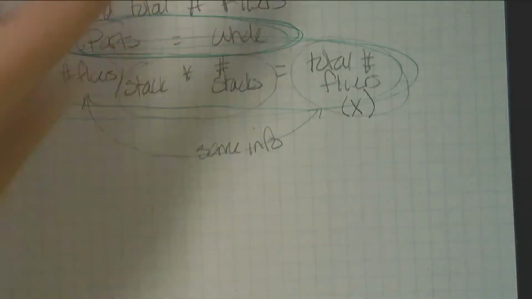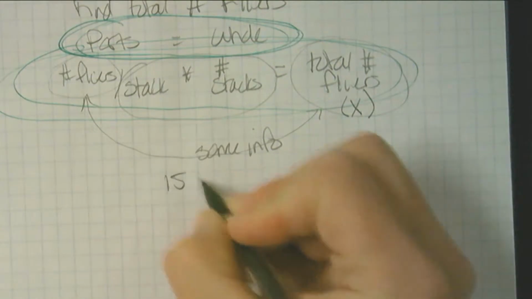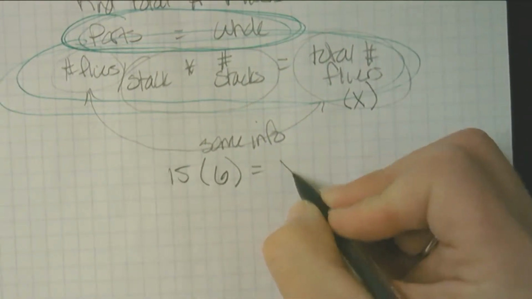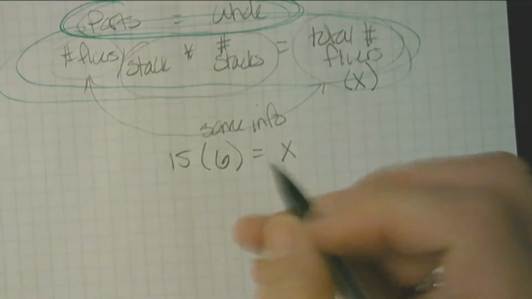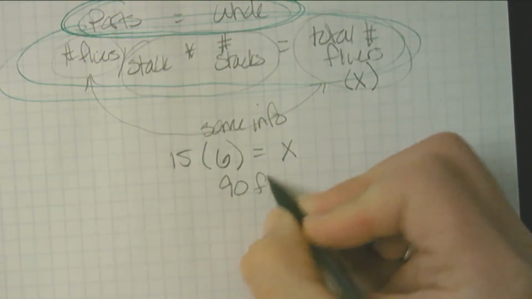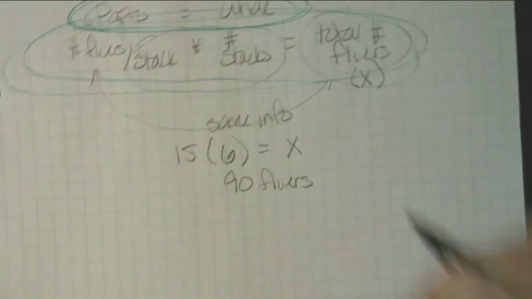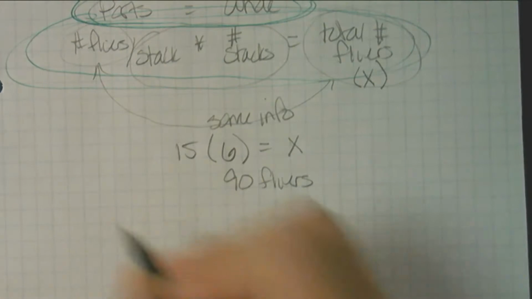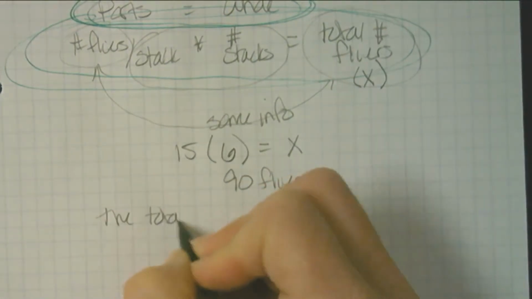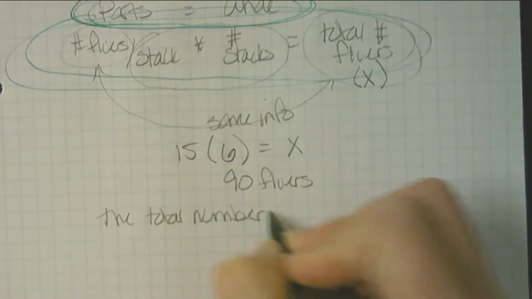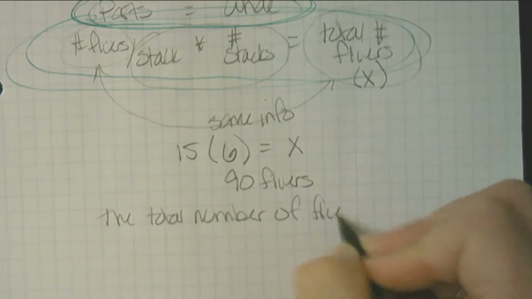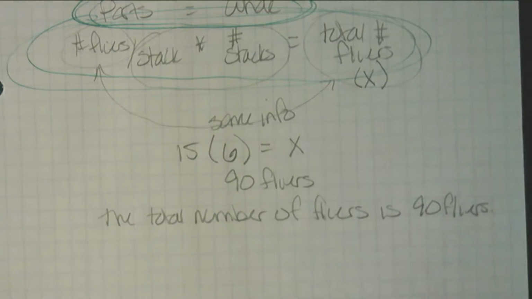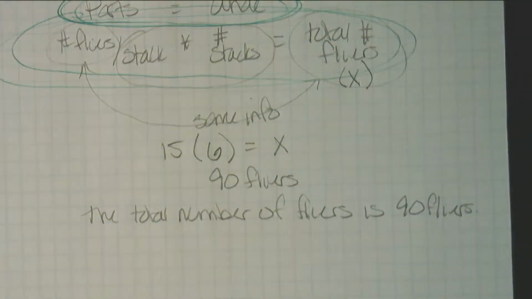All right. So my number of flyers per stack is 15, times my number of stacks, which is 6, that's going to equal my x. And if I multiply this out, I should get 90 flyers. So remember, you have to state your answer as a sentence. So I would say the total number of flyers is 90, or 90 flyers, or there are a total of 90 flyers, something like that in a sentence.